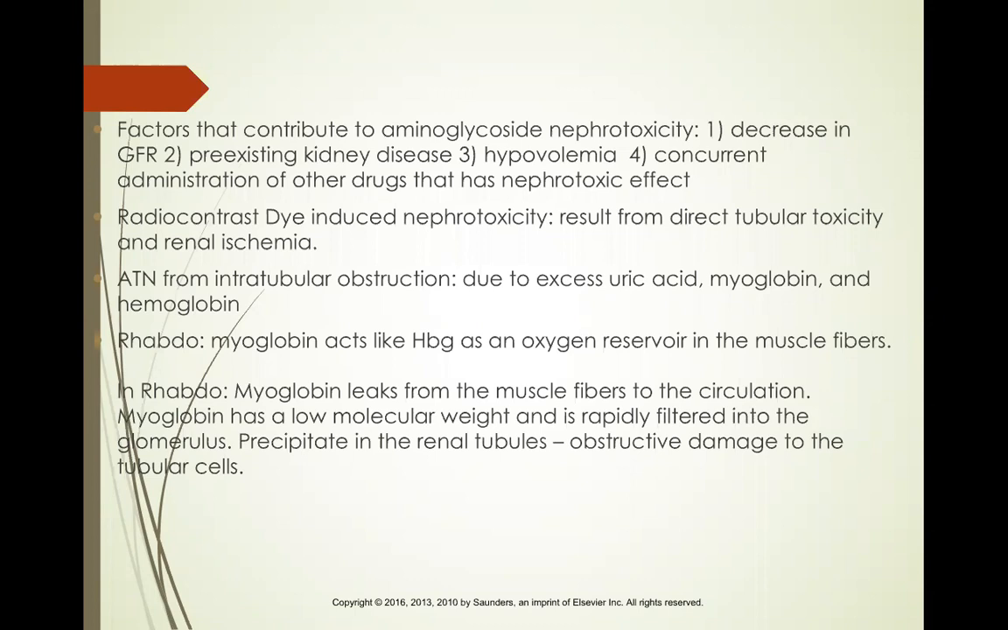ATN from intratubular obstruction is generally due to a buildup of uric acid, as you can see with gout, or with myoglobin, which could be released from injured muscle, or hemoglobin. Rhabdo is myoglobin, which acts as hemoglobin, an oxygen reservoir in muscle fibers. Myoglobin, once it has leaked into circulation, has a very low molecular weight and is filtered into the glomerulus and is very, very nephrotoxic.